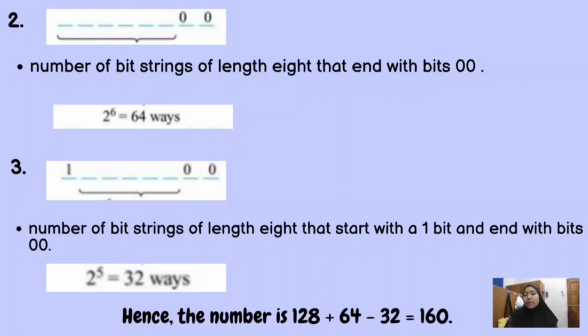Thirdly, the number of bit strings of length 8 that start with a 1 bit and end with the bits 00. So we just put 1 at the first and 00 at the end, and we count the lines except the lines that have a number. So it will be 2^5 equals 32 ways. So we count 128 plus 64 minus 32 equals 160.